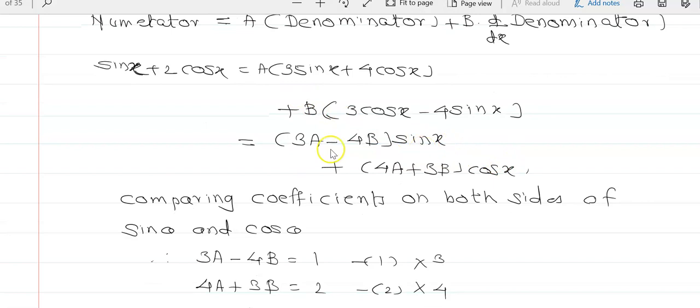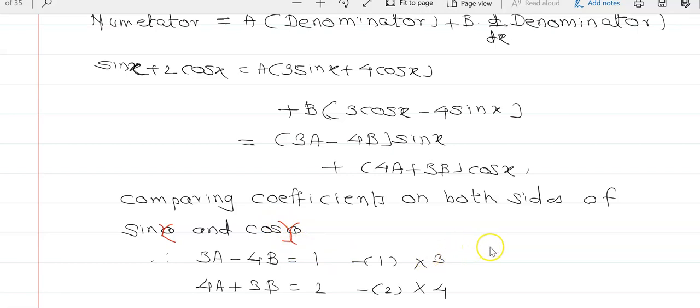Collect the terms of sin x: (3a minus 4b) sin x. Collect the terms of cos x: (4a plus 3b) cos x. Comparing the coefficients of sin x and cos x on both sides.